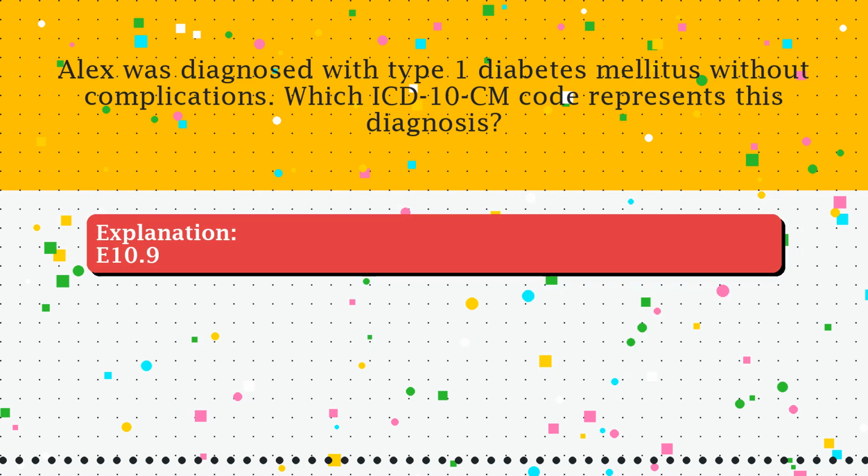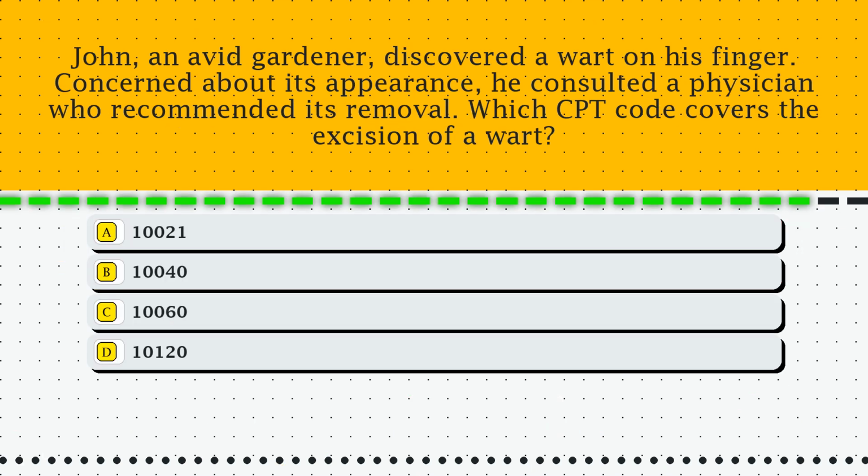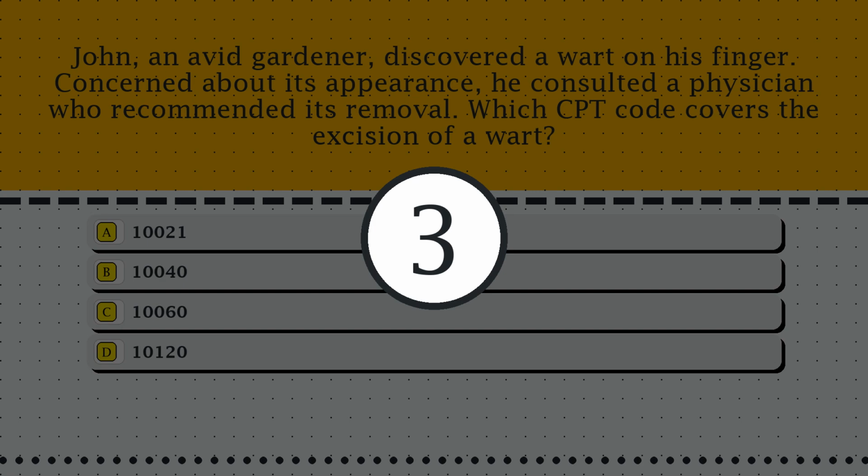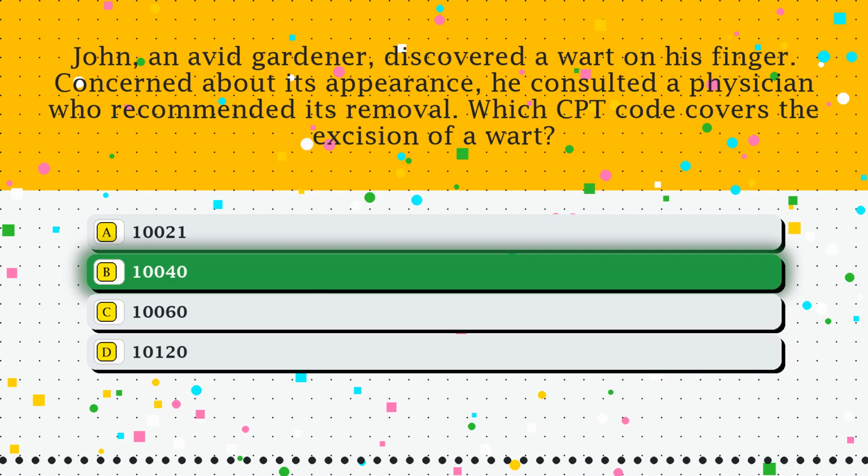Question 252. John, an avid gardener, discovered a wart on his finger. Concerned about its appearance, he consulted a physician who recommended its removal. Which CPT code covers the excision of a wart? Option A, 10,021. Option B, 10,040. Option C, 10,060. Option D, 10,120. The correct answer is option B, 10,040.